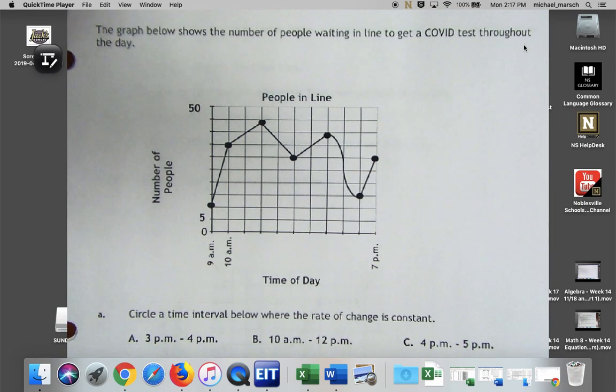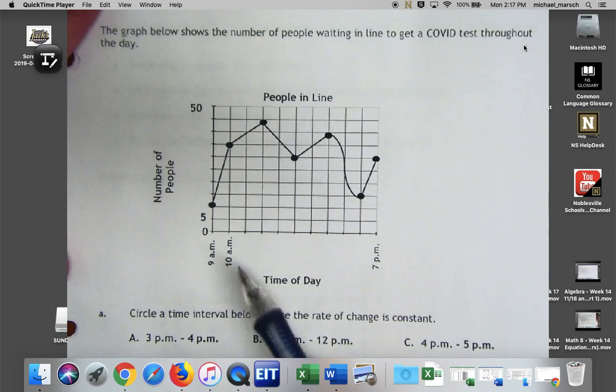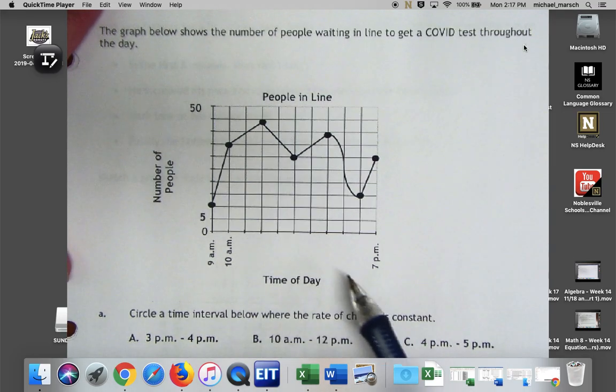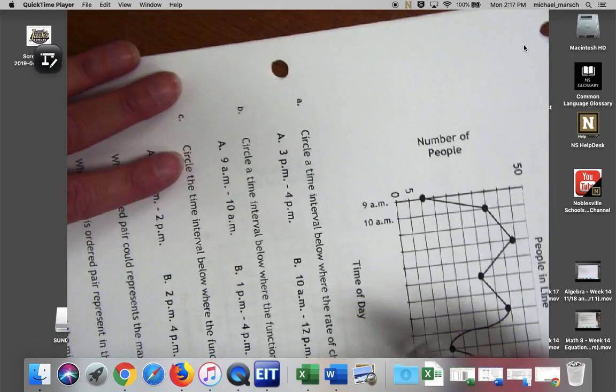Don't jinx yourself. Okay, so we have different times. Let's fill in the times. They're, of course, going by hours. So let's fill these in.